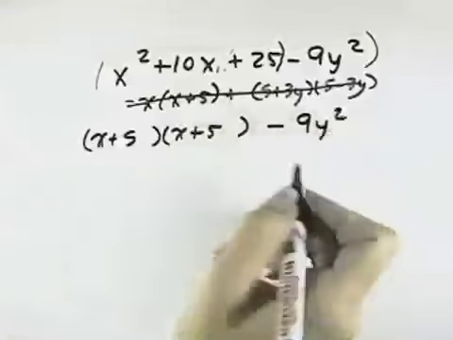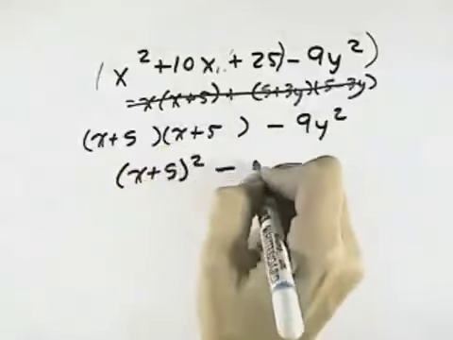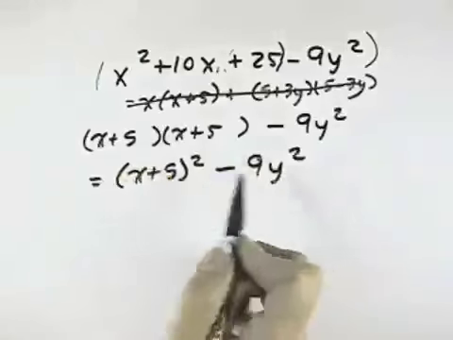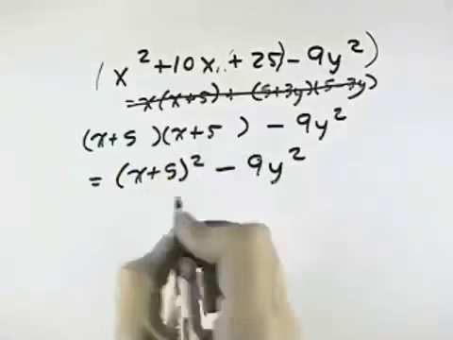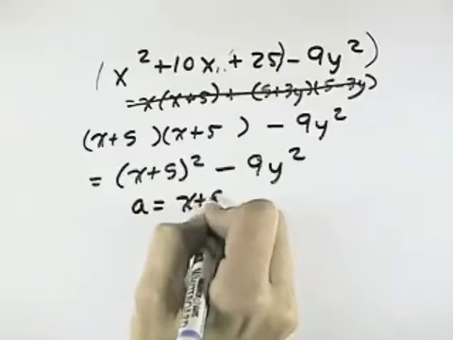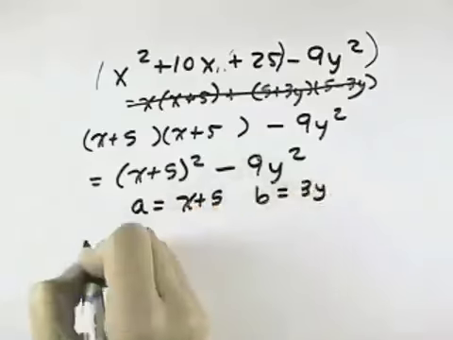But the only way we'd recognize that that helps is if we write it as x plus 5 quantity squared minus 9y squared, because now we can see we have the difference of two squares. If you recognize that you have the difference of two squares, the square root of the first term is x plus 5, so that's our a. The square root of the second term is 3y, that's our b.